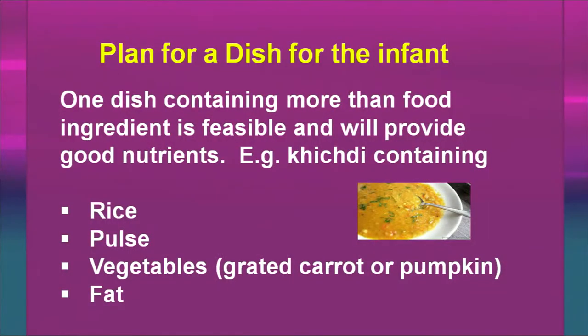So, one dish can be prepared for the infant because variety of foods cannot be eaten by the infant because he or she is also dependent on others to feed. So, what you can do, and you have to give the nutrient dense also. So, example is shown here, you can prepare the khichdi containing the rice, pulse, vegetables in a grated form and some amount of fat can be added to it.